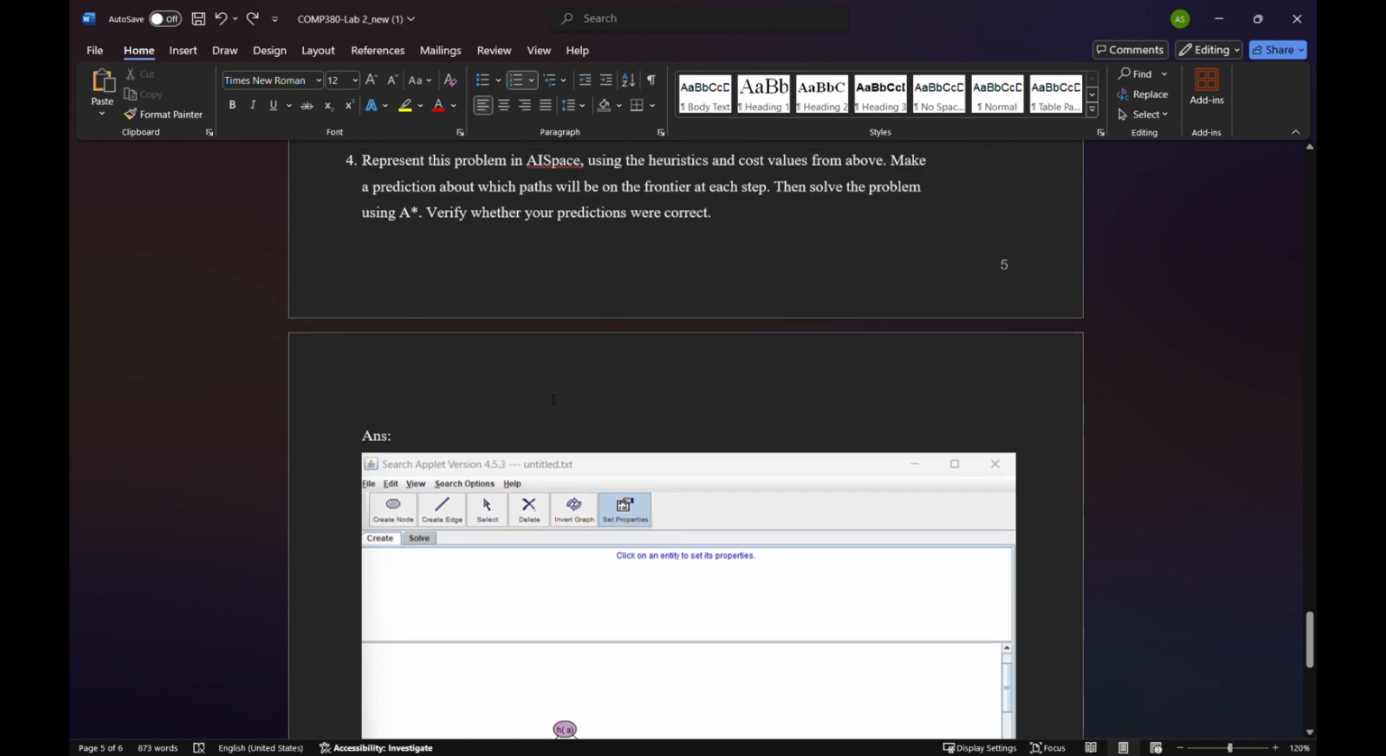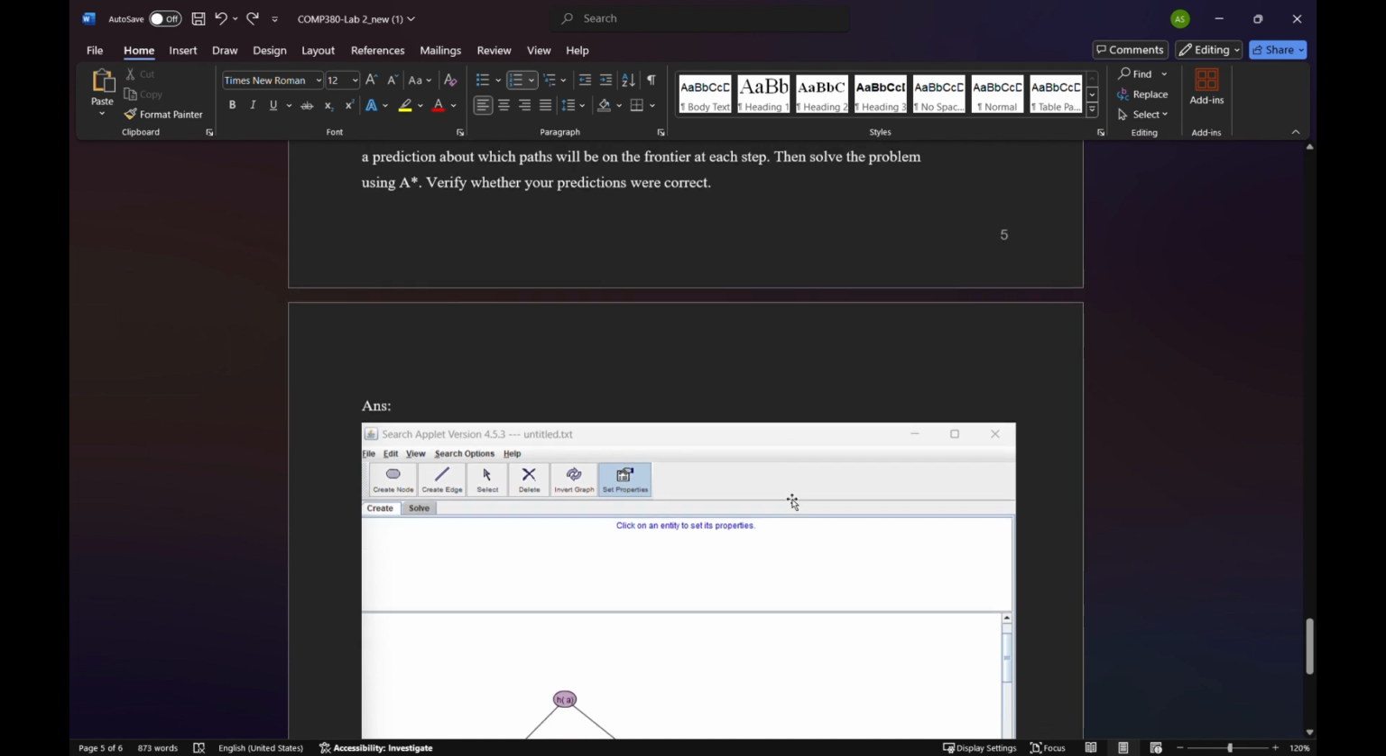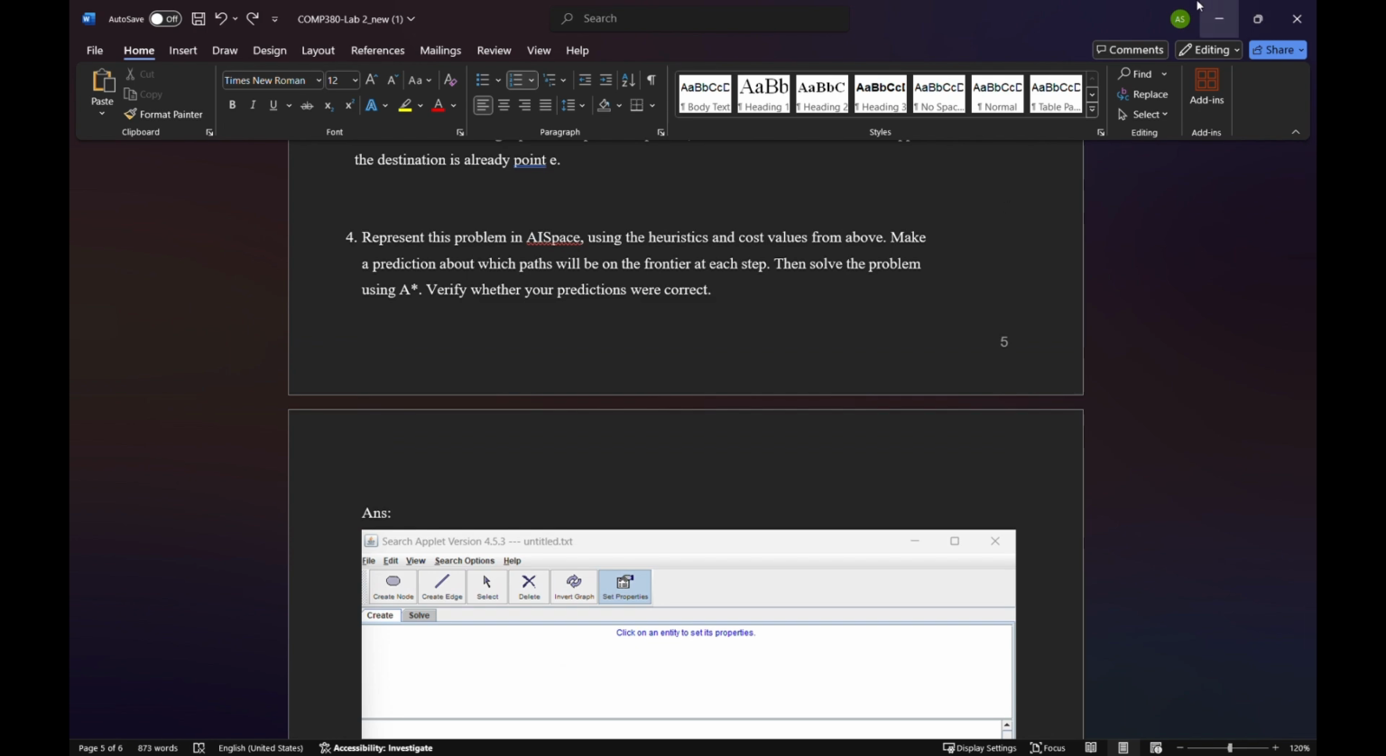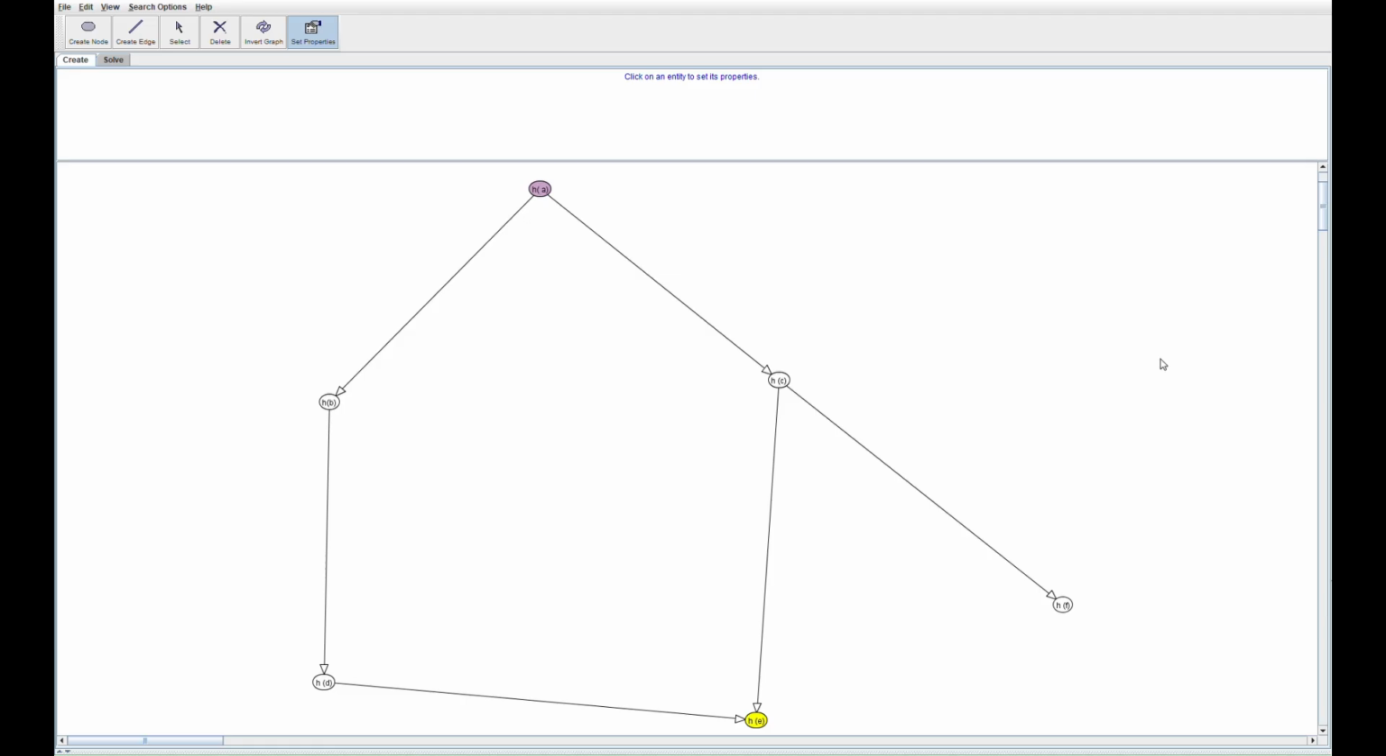For the last question, which was to solve a problem using the A star function, I made a problem and created the nodes. I have to solve this problem using A star as the search algorithm, as it combines both the path cost and the heuristic. As I created the nodes, I added the costs as calculated earlier, and then I added the heuristics here.